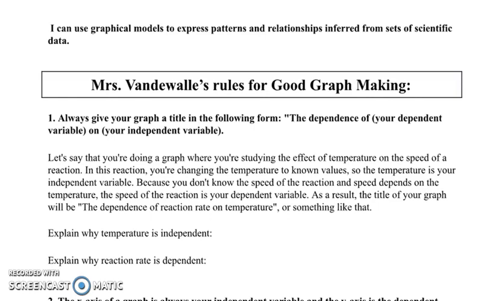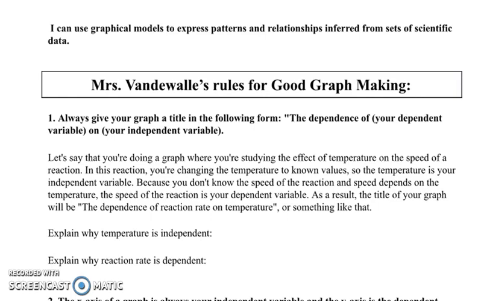Okay, so why is temperature independent? Because that's what you are changing. That is the variable you are affecting. Why is reaction rate dependent? Because that's what you want to see. How is it affected by the change in temperature? So the reaction rate is dependent on the temperature.